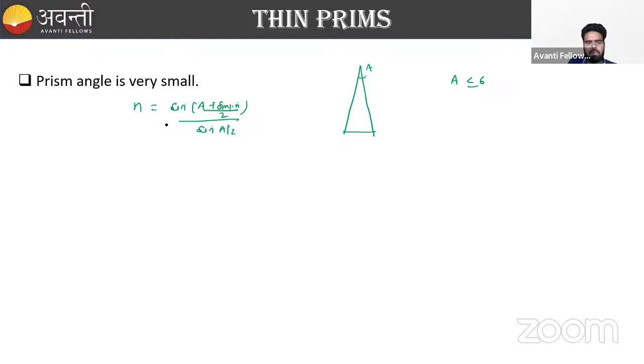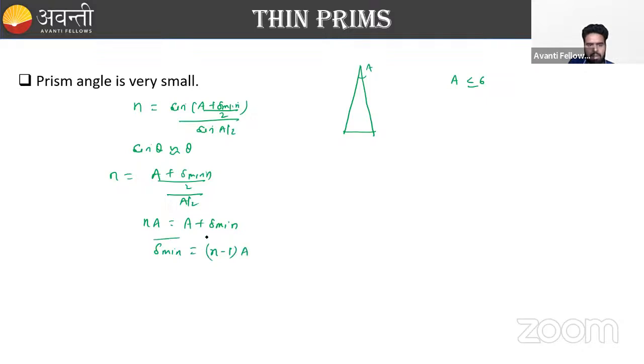If the angle is very small, in this case we can write sine theta equal to theta. So in this manner we can say n can be written as (A plus delta minimum) by 2 divided by A by 2. After solving this, we can say that this can be written as nA equals A plus delta minimum. Here, if we want to write down the value of delta minimum, this can be written as (n minus 1) into A. This is again a very important result.